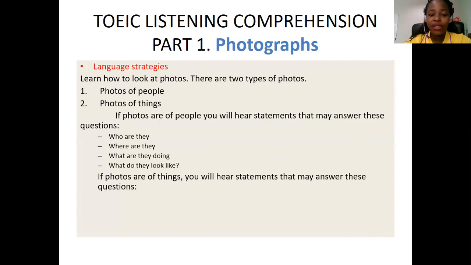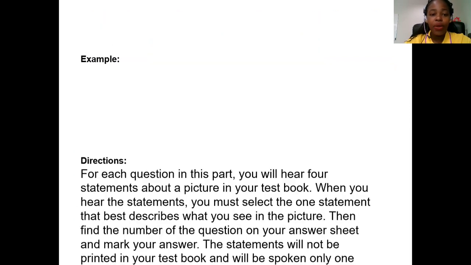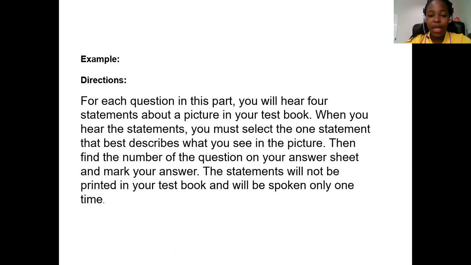If photos are of things, you will hear statements that may answer these questions. What are they? Where are they? What was done to them? And what do they look like? We are going to look at examples of photos and then analyze the photos using the 4 aspects of who, what, where, and how they look like.